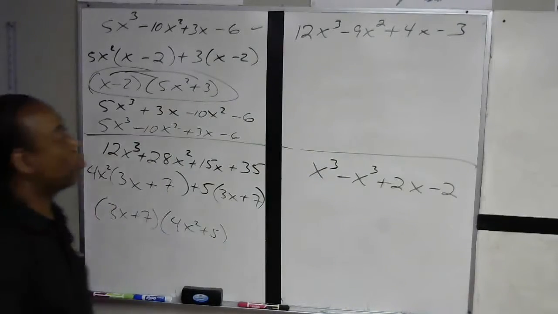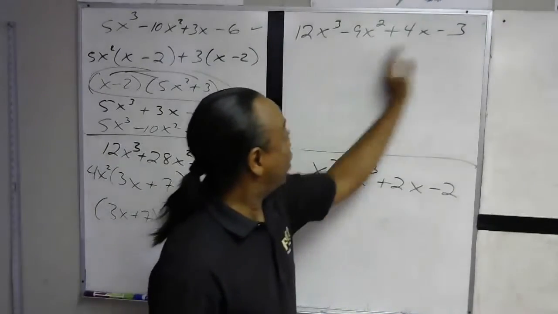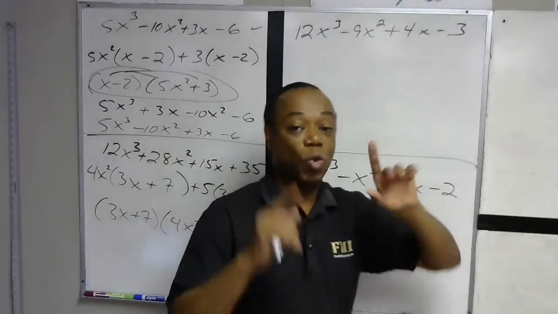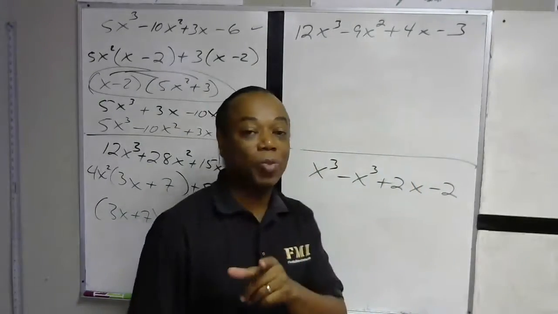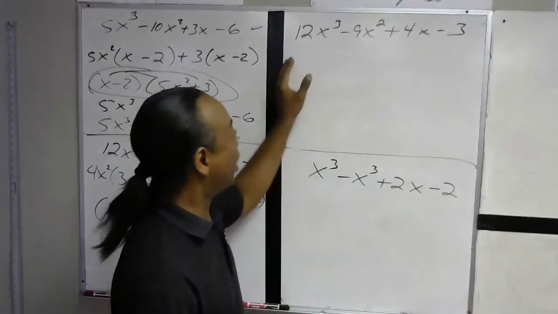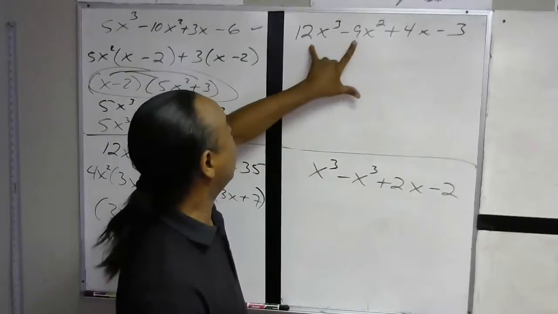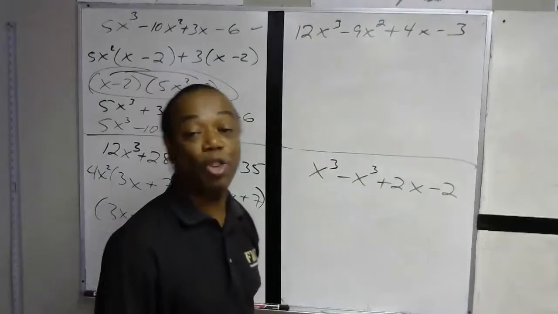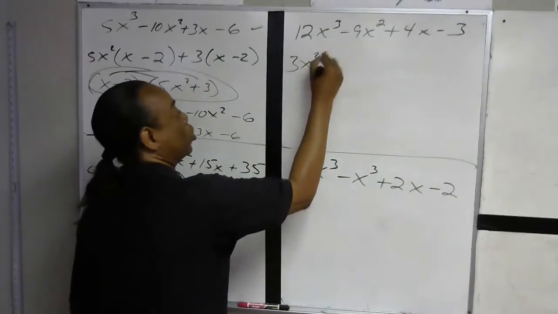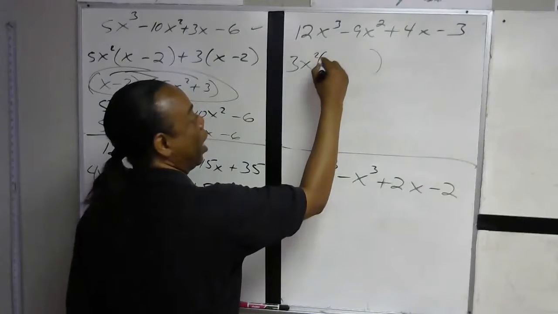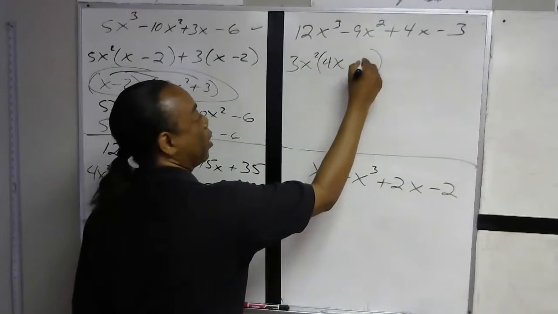All right, let's go to this one. Okay, throughout the entire problem, the entire GCF is 1. So we're not going to bother taking a 1 out. But sometimes we can. Sometimes we can. But not out of the entire expression. So the GCF, just for the first two, will be a 3x squared. So we're going to take that out. So 3x squared out of the first two will leave behind a 4x minus 3.